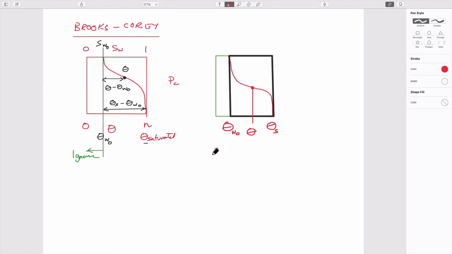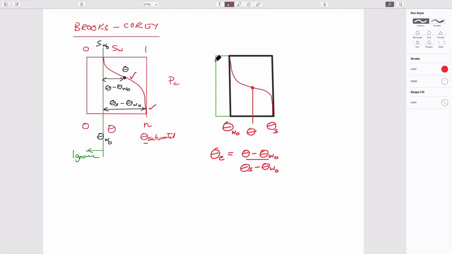And so what we could do is define an effective volumetric moisture content, which is equal to this term here divided by this term here. So theta minus irreducible saturation, divided by the saturated component minus, again, the irreducible saturation of that component. And so that allows us to scale things just like we did for saturation.